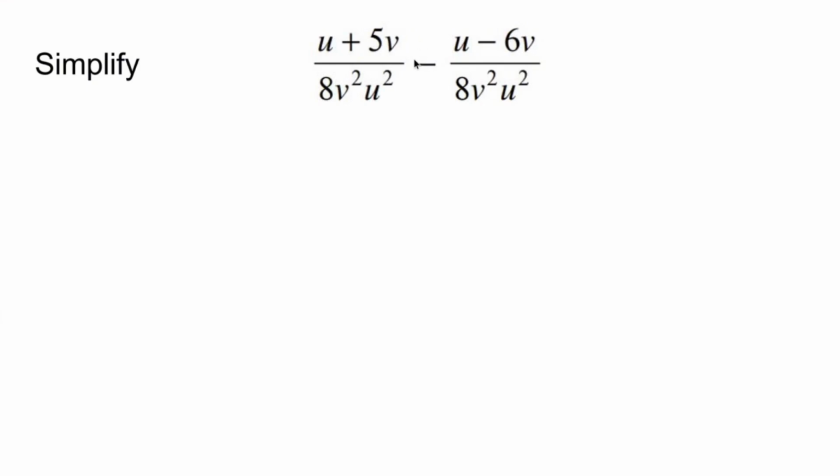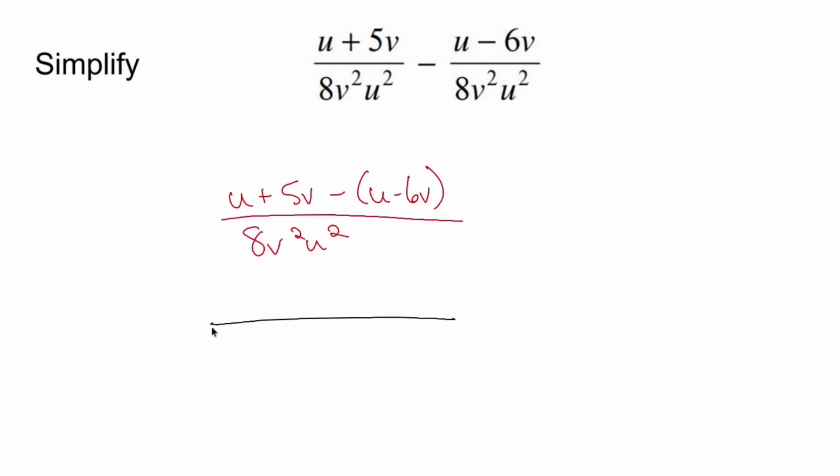Simplify u plus 5v over 8v squared u squared minus u minus 6v over 8v squared u squared. If you're subtracting fractions with the same exact denominator, just subtract. So I have 8v squared u squared on the bottom, and on top I have u plus 5v minus (u minus 6v). Yes, you put that in parentheses because you have to distribute that negative. That makes it tricky. So up here I have u plus 5v minus u plus 6v, all over 8v squared u squared.